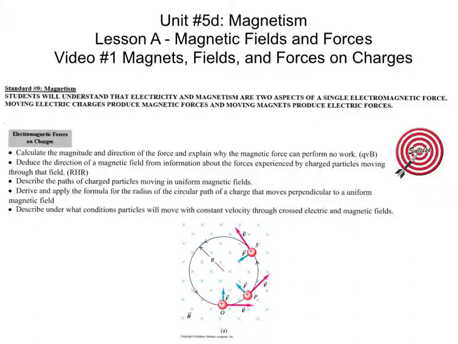So here we go with Unit 5D, Magnetism. Lesson A is Magnetic Fields and Forces. In this lesson, we're going to introduce magnetic fields and begin to look at the forces on charged particles within those fields. Once we know how to find those forces, we're going to look at how those forces cause those particles to behave.